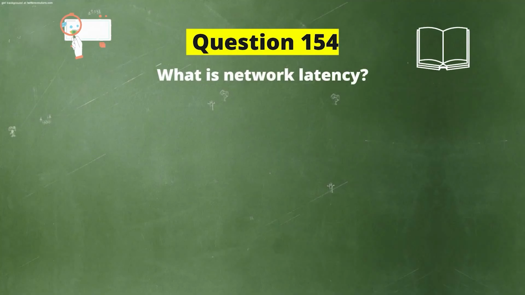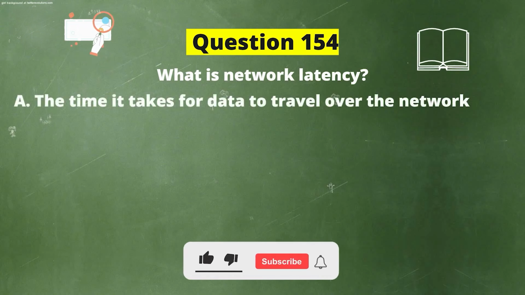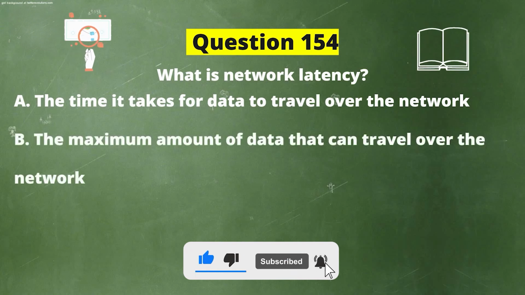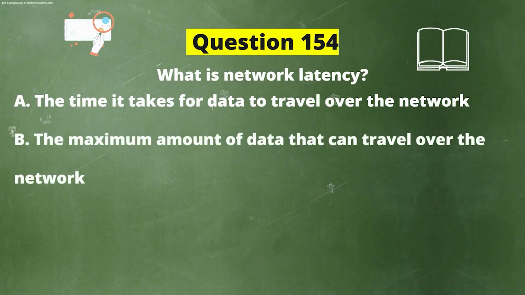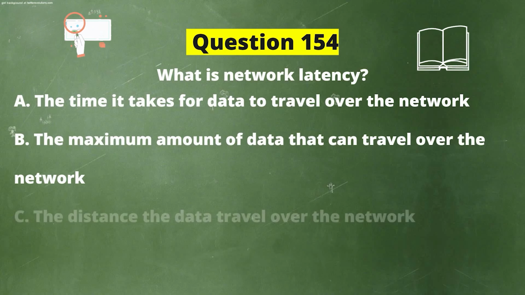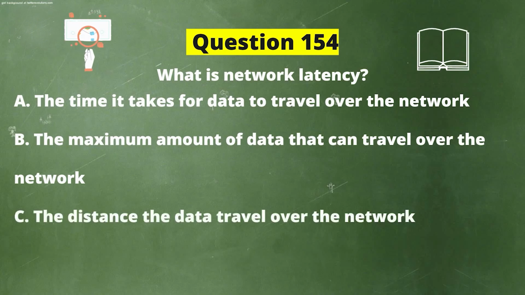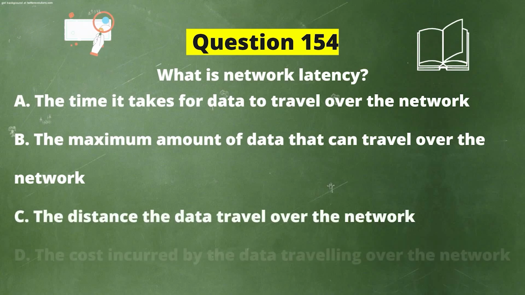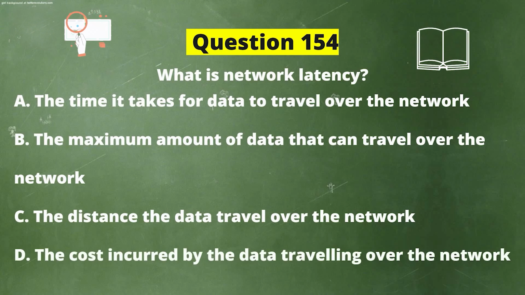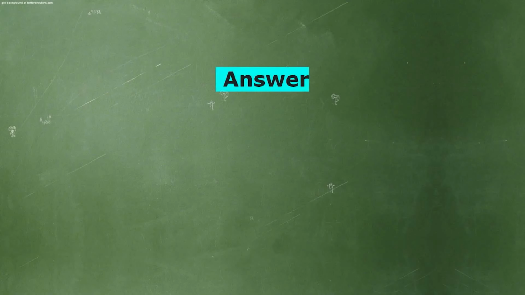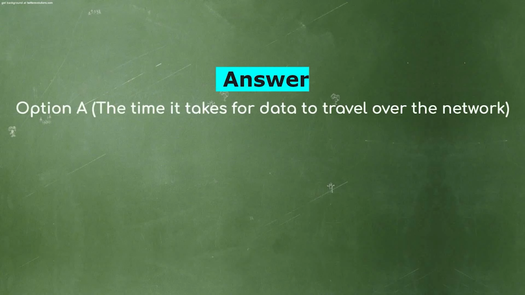Next question. What is network latency? Option A, the time it takes for data to travel over the network. Option B, the maximum amount of data that can travel over the network. Option C, the distance the data travel over the network. Option D, the cost incurred by the data traveling over the network. And the correct answer is option A, the time it takes for data to travel over the network.